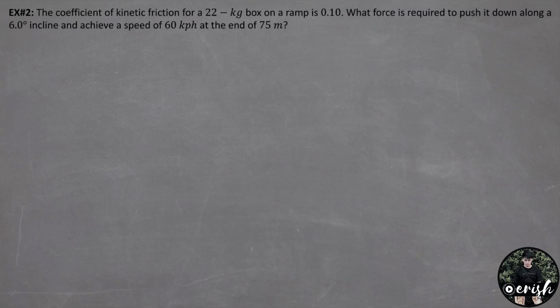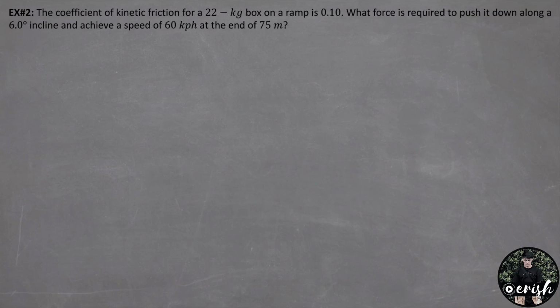Example number 2. The coefficient of kinetic friction for a 22 kg box on a ramp is 0.10. What force is required to push it down along a 6 degrees incline and achieve a speed of 60 km per hour at the end of 75 meters? So we have given an acceleration here. Ang hinahanap sa atin is yung force required para ma-move natin yung 22 kg box doon sa napakaliit na inclination angle, we have 6 degrees. And umabot siya hanggang dun sa distance na 75 meters.